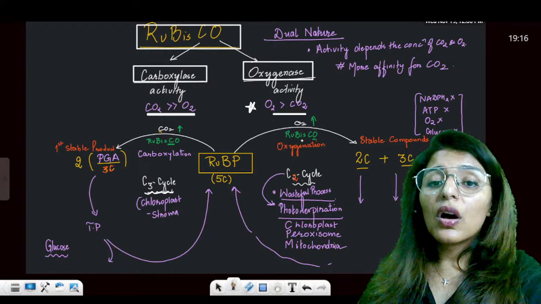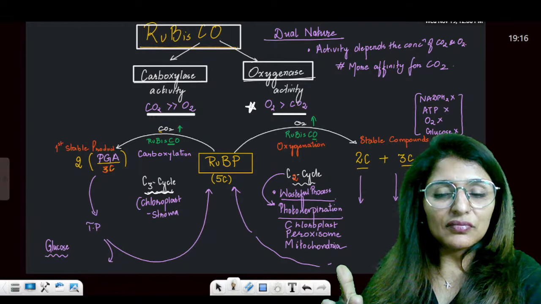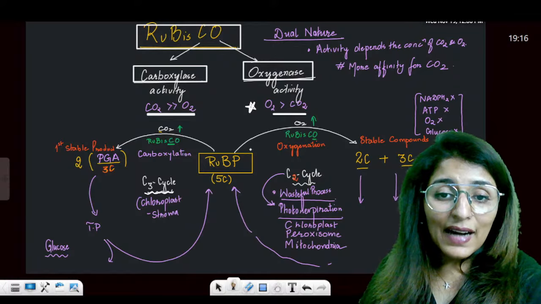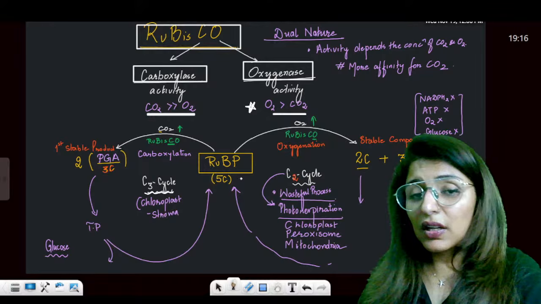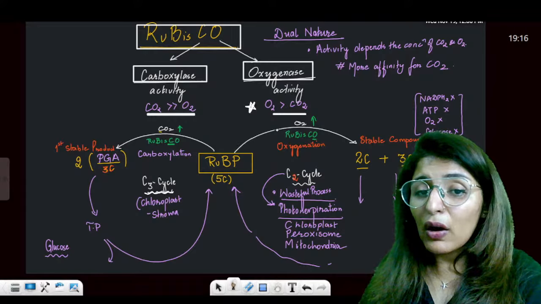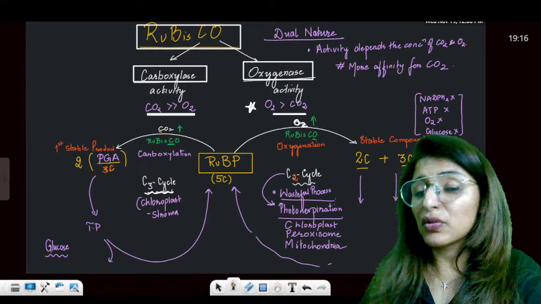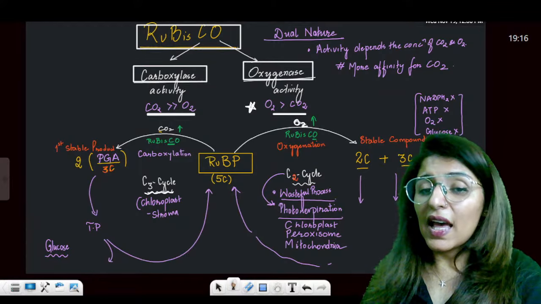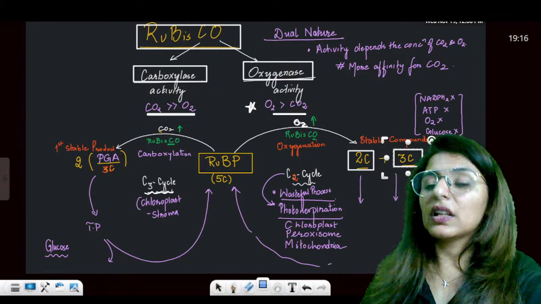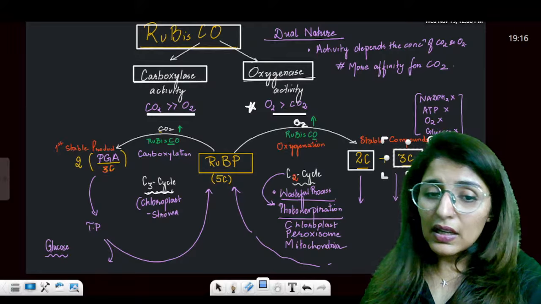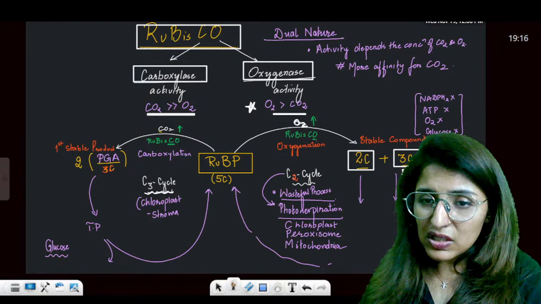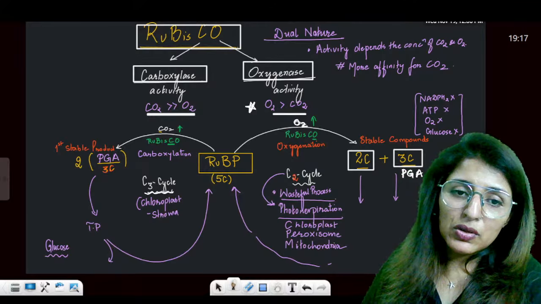Now Rubisco is going to change its function. Instead of RuBP getting added with CO2, RuBP will now add oxygen in the presence of Rubisco. So oxygenation would take place and it will result in the formation of one 2-carbon compound and one 3-carbon compound. Is that clear? Now this 3-carbon compound is again PGA. It is the same PGA which was produced in the C3 cycle.